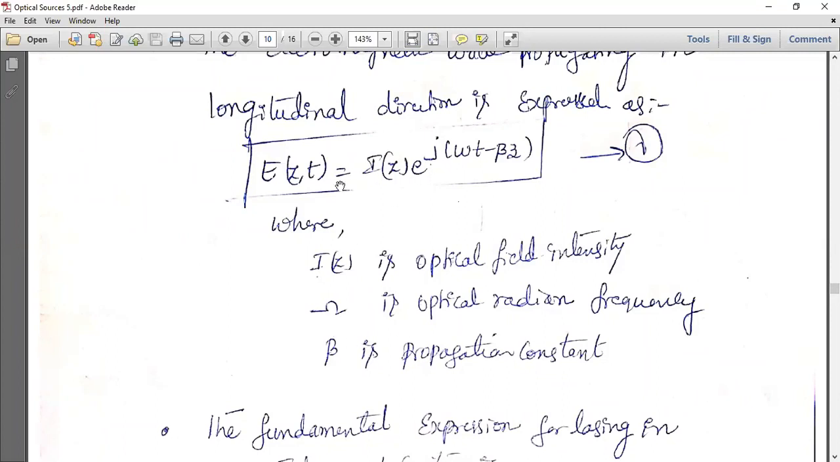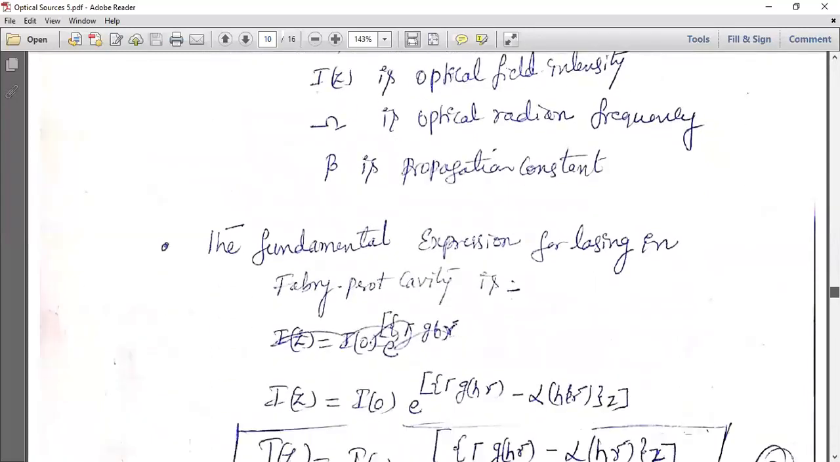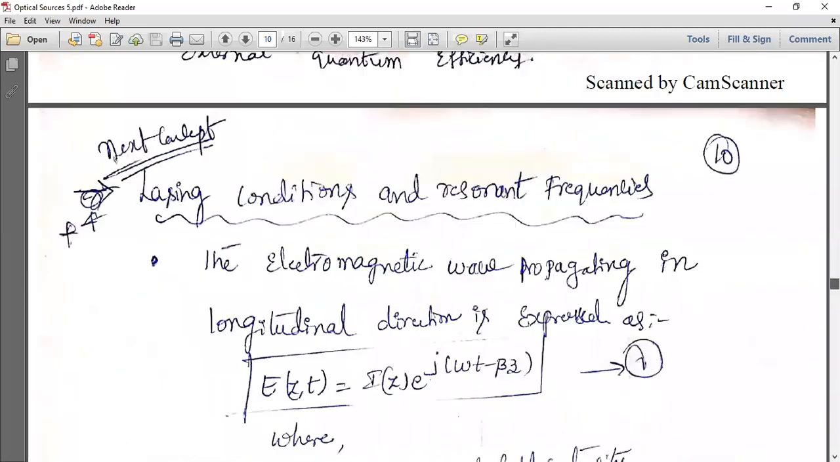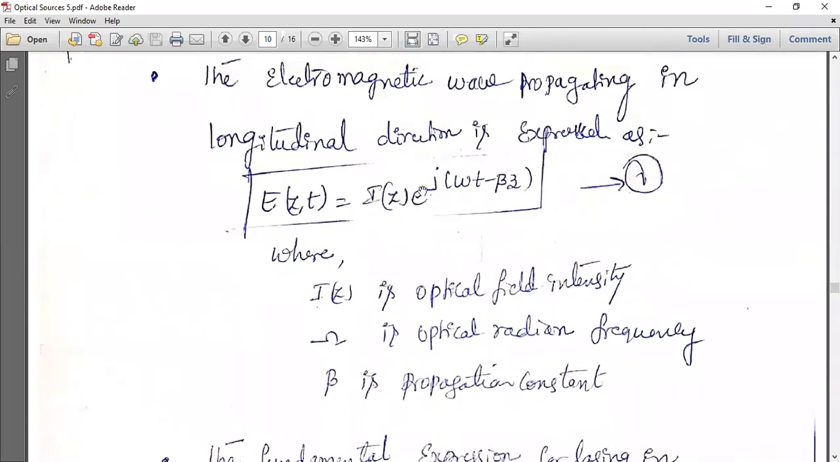So it depends on the electromagnetic wave, on the current generated in that direction, as well as omega, which is the frequency in terms of radians; omega or W you can write. Beta is the propagation constant, and Z is the direction. So that is the equation for the electromagnetic wave. What is the electromagnetic wave? The light itself is your electromagnetic wave. Then what is Ez? Then what is Iz, what is the current?